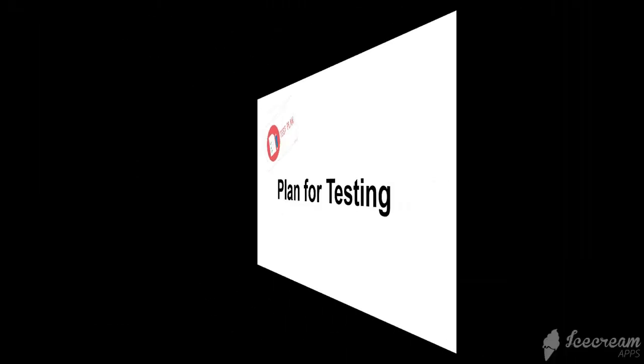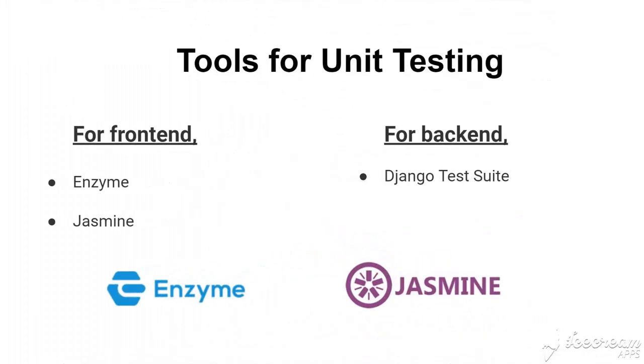Software testing is a key component of software product development because it improves consistency and performance. We did unit testing for components of the front end by using these tools. Enzyme is a JavaScript testing utility for React that makes it easier to test our React components' output. Jasmine is helpful for both front-end and back-end tests.